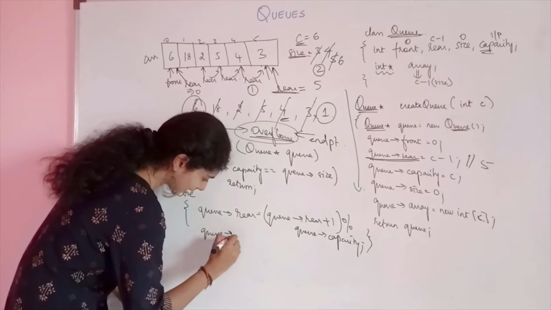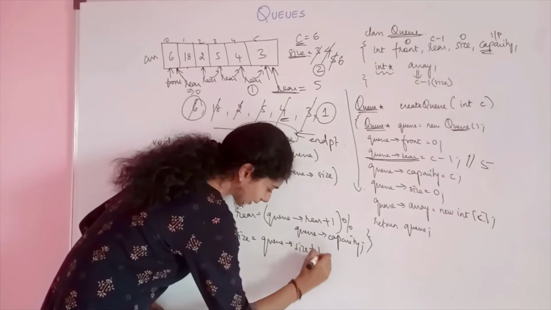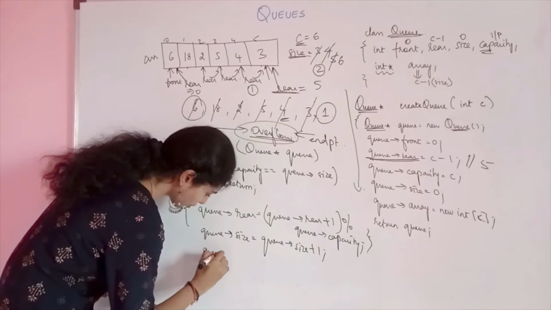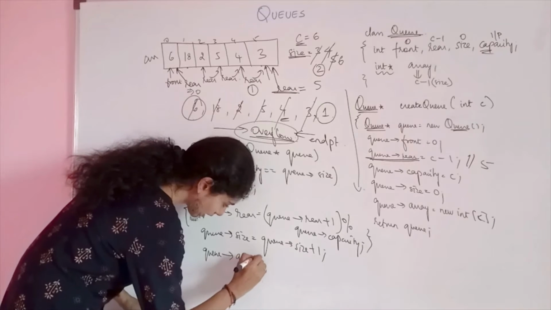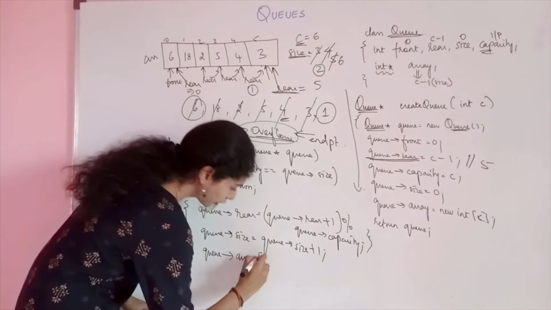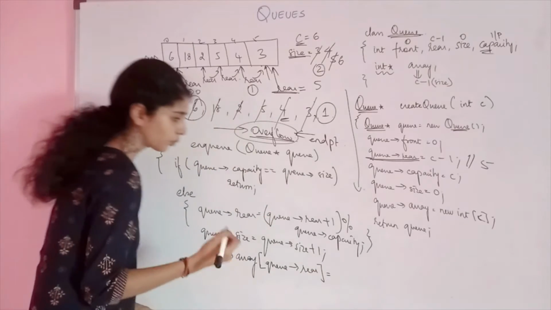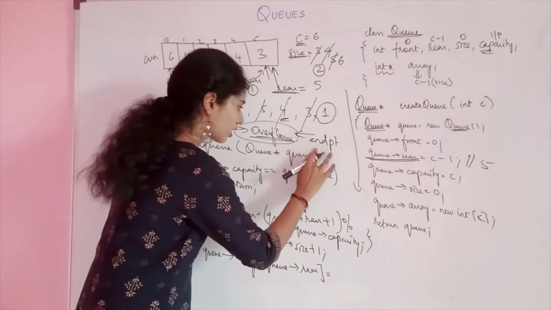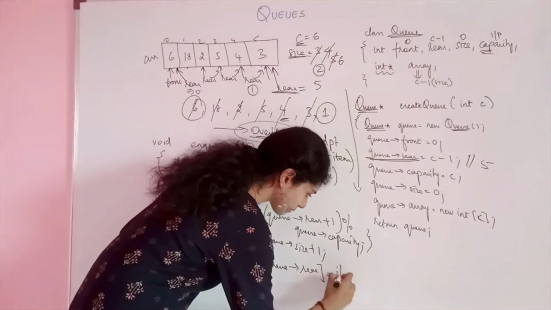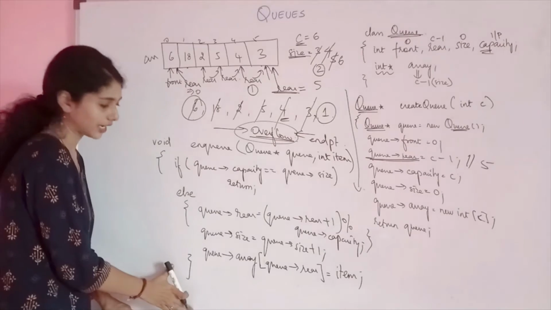Secondly, we will increment the size. Q of size is equal to Q of size plus 1. And then, what is the third thing we have to do? We'll have to insert the element. So Q of array, where should I insert the element? I should insert it at the real location. Q of array of Q of real must be equal to the element, so I also have to get the item that I have to insert. This marks the end of the NQ operation.